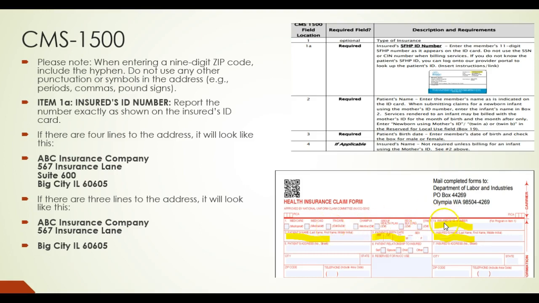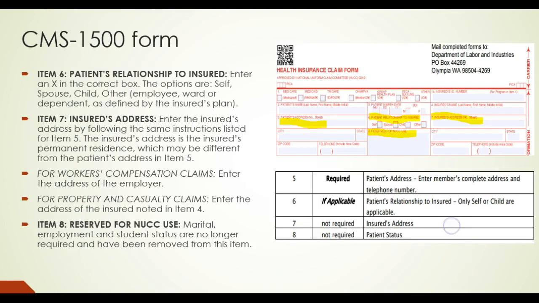For box 1A, this is for the insured's ID number. Now, this is a required box. You will enter that member's 11-digit number as it appears on their ID card. Don't use the Social Security number. If you don't know the patient's health plan ID, then you can log on to a provider portal to look it up on the facility's portal of whatever your particular provider uses at that time.